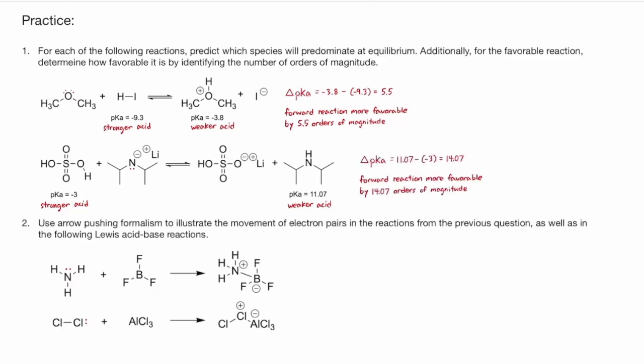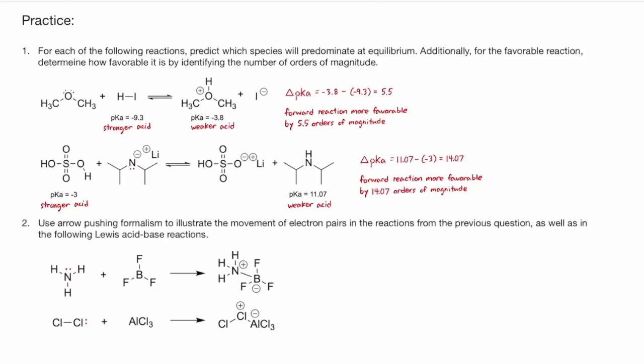Let's move on to the next question. Use arrow-pushing formalism to illustrate the movement of electron pairs in the reactions from the previous question, as well as in the following Lewis acid-base reactions. Feel free to pause the video and try these problems on your own first.